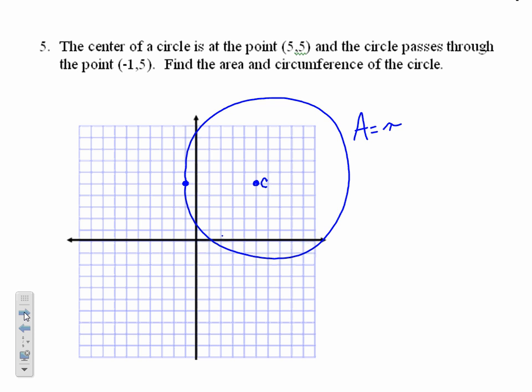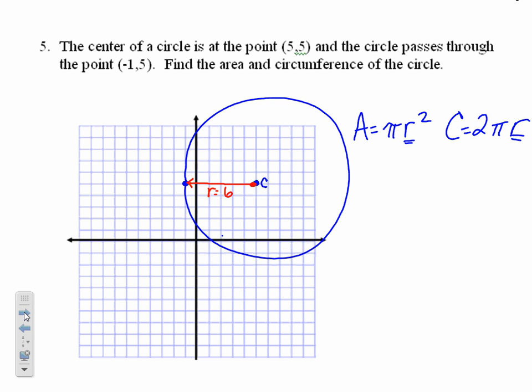So the area formula is pi r squared, and the circumference formula is 2 pi r. For both of those formulas, we need to know r. We need to have a radius. What did drawing this picture do for us? Well, it allows us to see a radius. Center of the circle out to this point right here, how far? 1, 2, 3, 4, 5, 6 boxes. So that means the radius is 6.